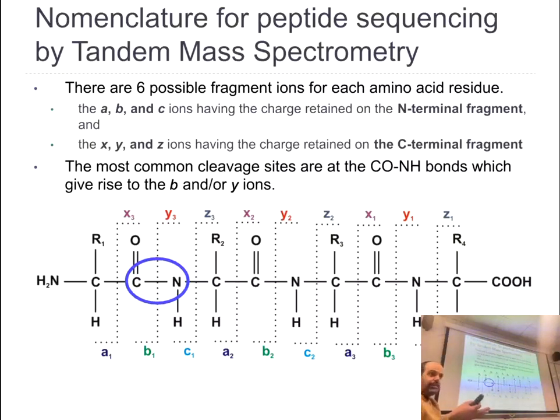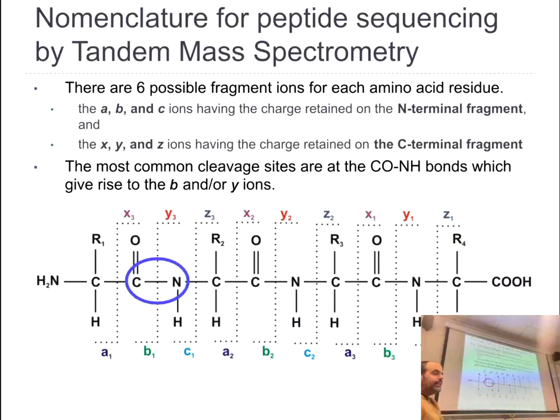That you've got many copies. Sometimes it's going to break on this bond. Sometimes it's going to break on this bond. Sometimes it's going to break on this bond. But depending on where the charge goes, then you get either A, B, C ions. The ones where the charge is retained on the N-terminus are called A, B, C ions. The ones where the charge is retained on the C-terminus are called X, Y, Z ions.